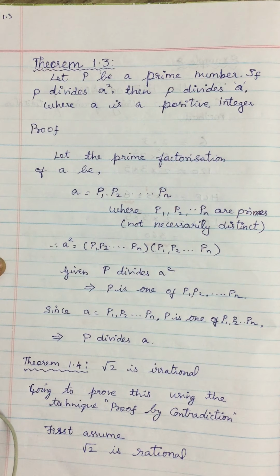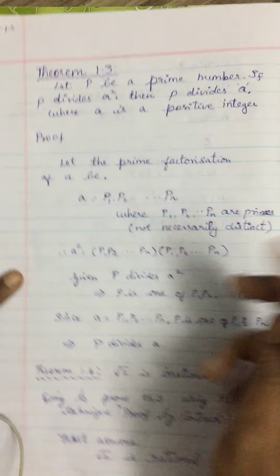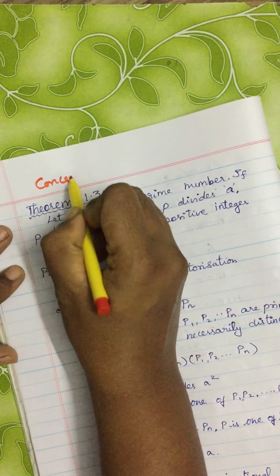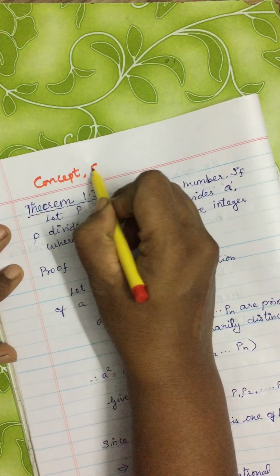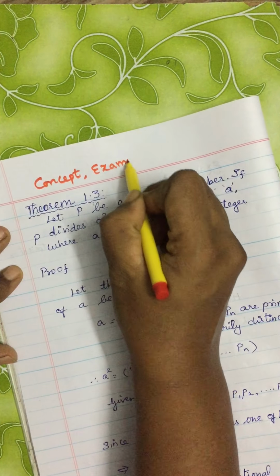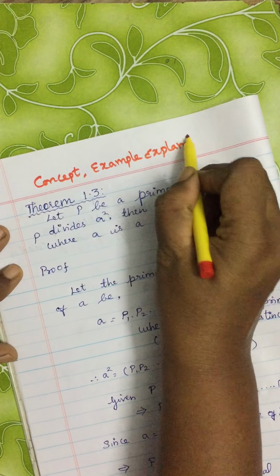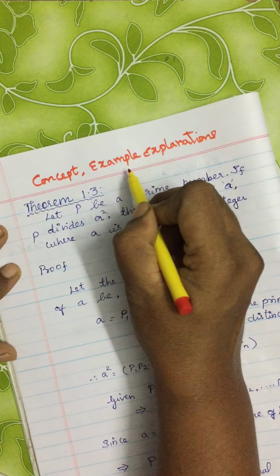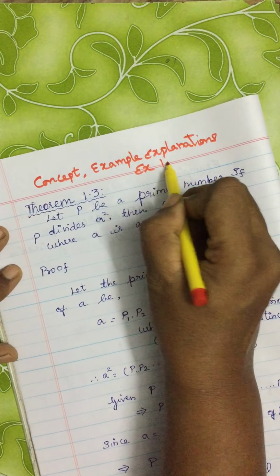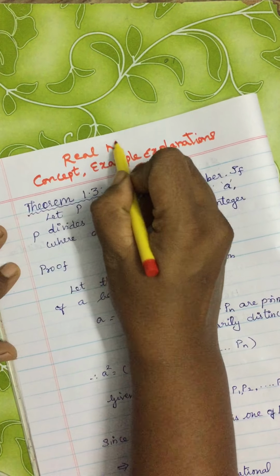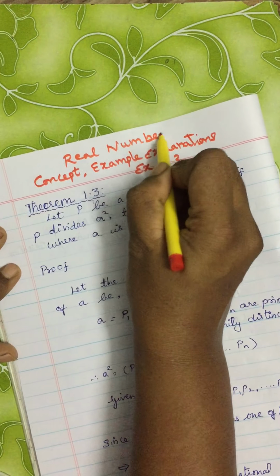So today you are going to see about the theory, the concept, theory part and example explanations pertaining to exercise 1.3. This comes under your real numbers.